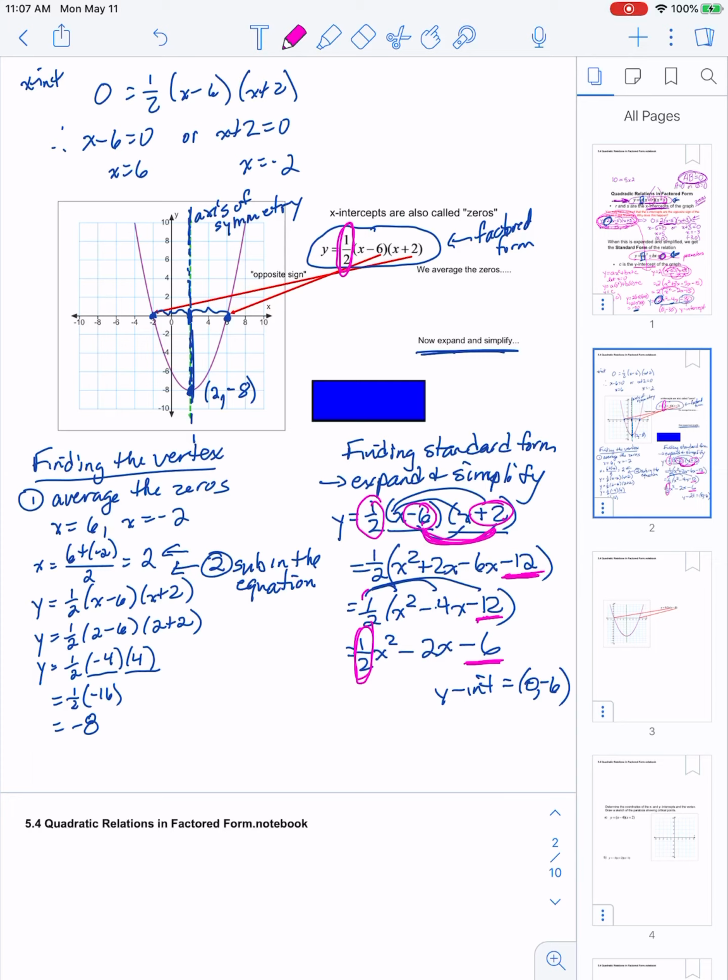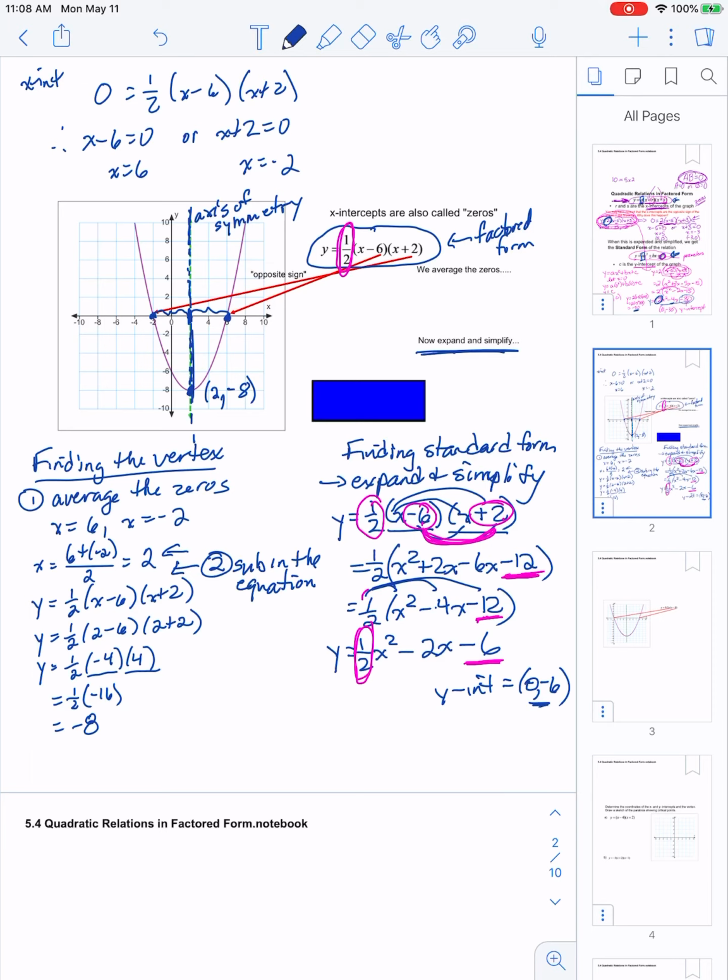So, okay. There we go. That is the equation. Let me just go back and put this blue on here again. That would be y. So the equation in standard form is y equals 1/2 x squared minus 2x minus 6. Gives us the y-intercept of 0, -6.